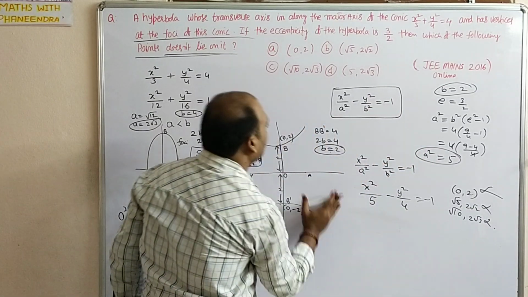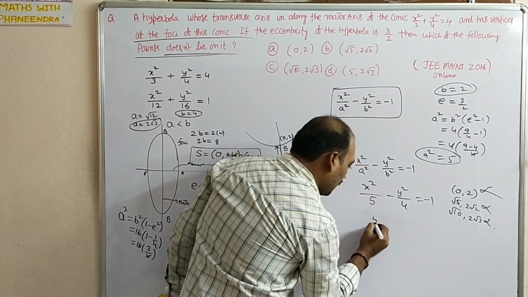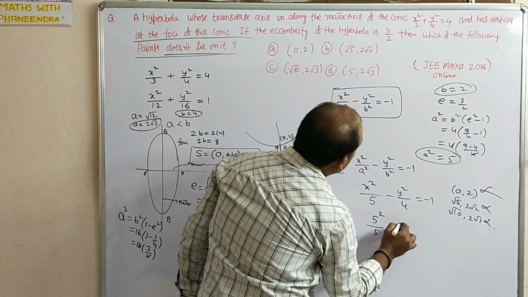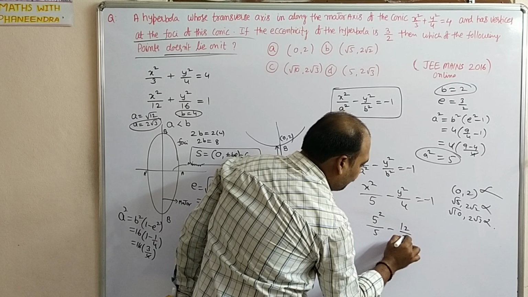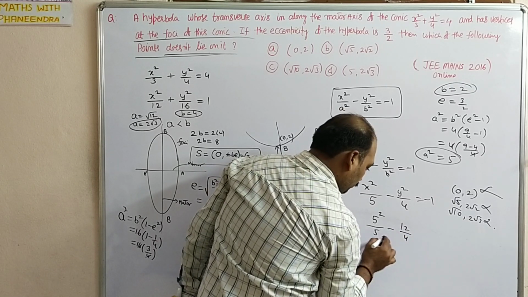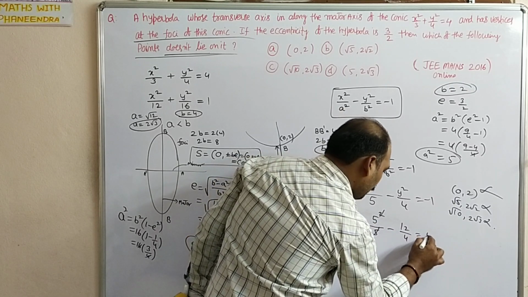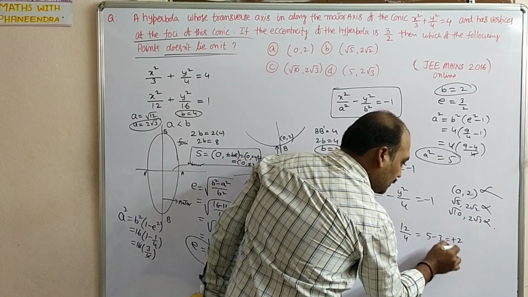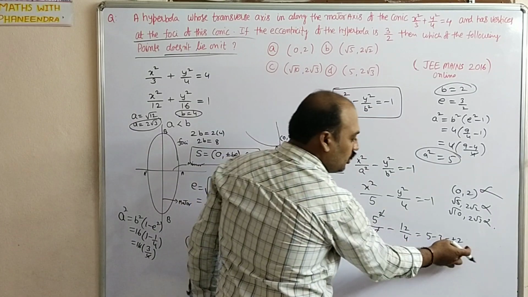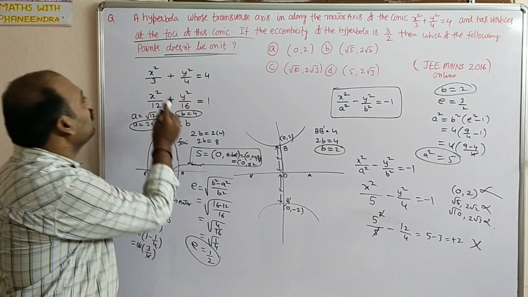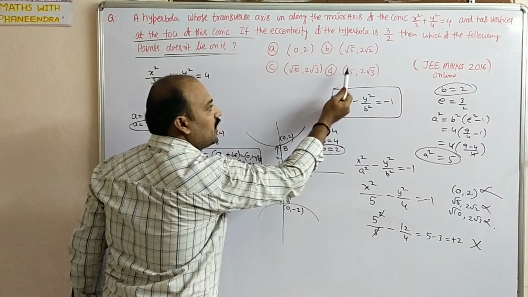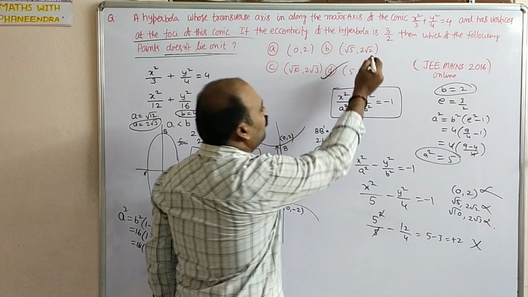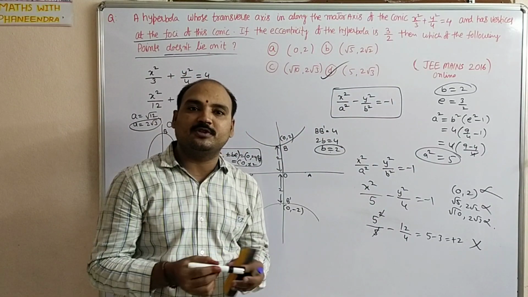So what is required? 5 comma 2 root 3. So 5 comma 2 root 3 we can substitute. 5 square by 5 minus 2 root 3 whole square. 2 root 3 whole square means 4 threes is 12. 12 by 4. One of the 5 cancels, so it is 5 minus 3, that is equal to 2. It is not equal to minus 1, so it is not satisfying. Therefore, among the 4 options, the point 5 comma 2 root 3 does not lie on this. So which option is the right option? 5 comma 2 root 3 is the right option here, students.